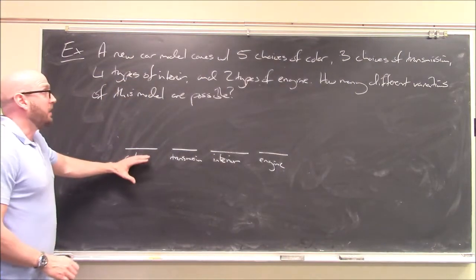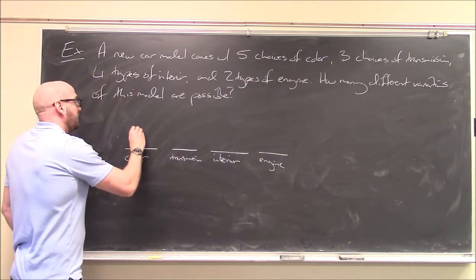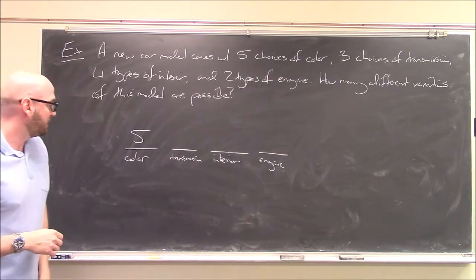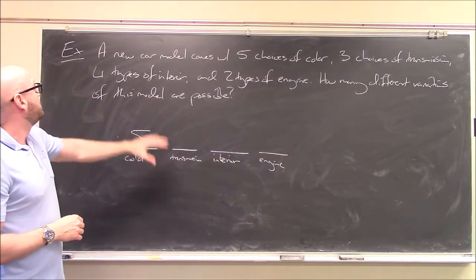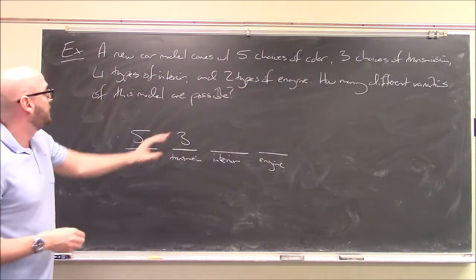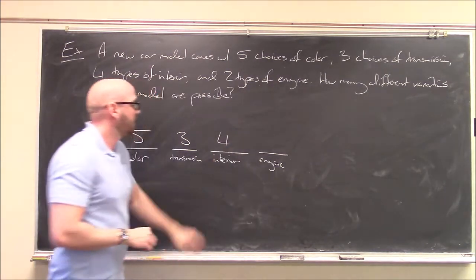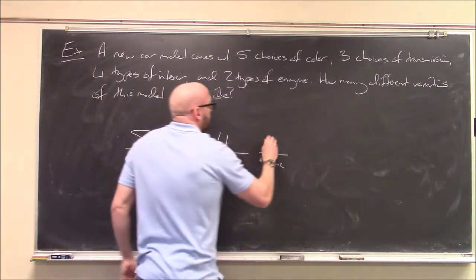Okay, so you choose your color. You've got 5 choices there, so there's 5 different possible outcomes for the color. For the transmission, I've got 3 choices. For interior, I choose my interior, there's 4 different possible outcomes here. And lastly, I choose my engine, there's 2 different possible choices here.